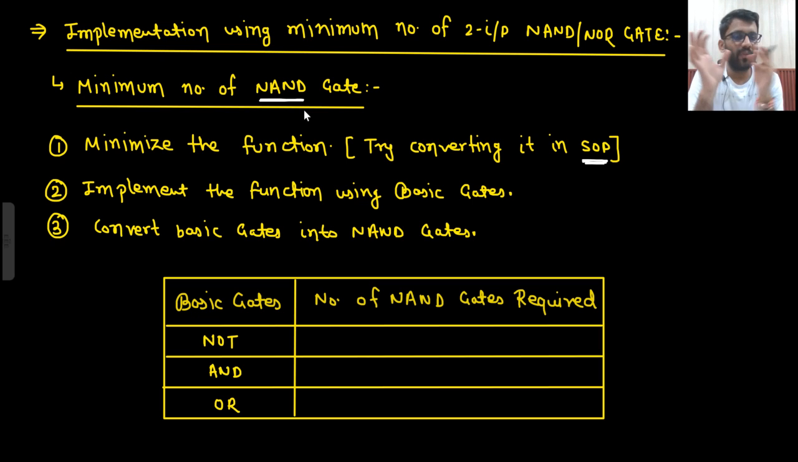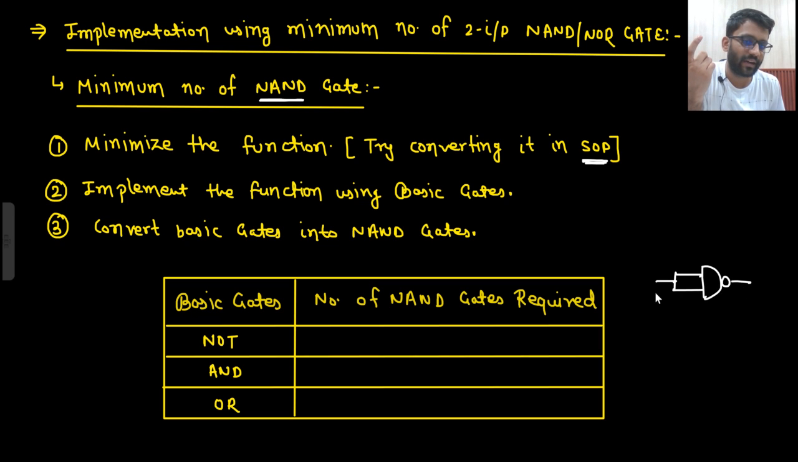So basically there will be a function. First we will implement that function using basic gates, and then we will convert the basic gates into NAND gates. We will see the examples, it will be more clear to you. But do you remember for implementing NOT gate, how many NAND gates were required? How did you implement NOT gate using NAND gate?